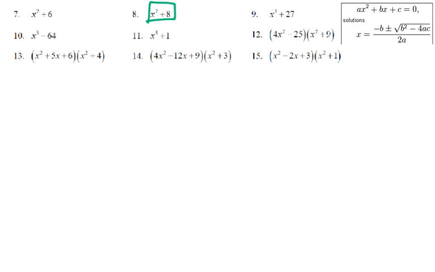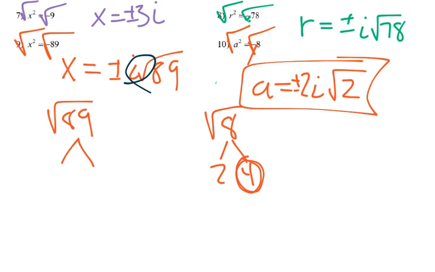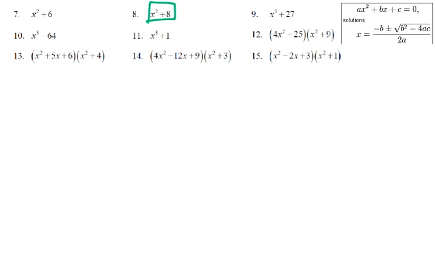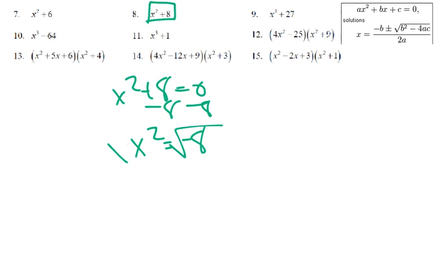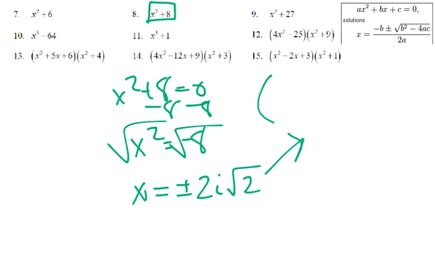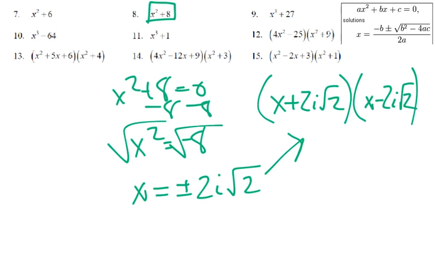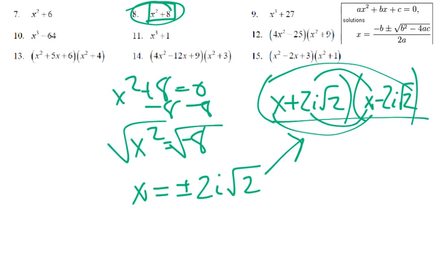Okay, number 8 basically would turn into number 10, right? Because we'd go x squared plus 8 equals 0, subtract 8 from both sides, x squared equals negative 8, take the square root of that, and we found that that was plus or minus 2i root 2. So once again, if I wanted to make those factors, it'd be x plus 2i root 2, x minus 2i root 2. If we wanted to turn it into factors, now we could multiply it out, and you'd come up with that same thing.